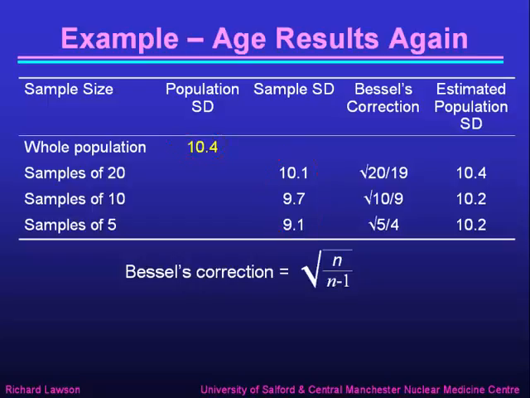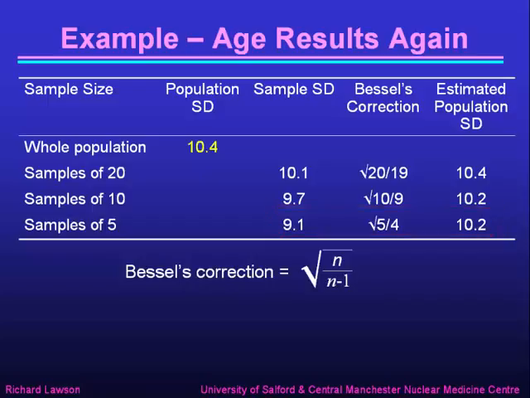Now if we apply Bessel's correction, which is the square root of n divided by n minus 1, if n is 20, then Bessel's correction is the square root of 20 over 19, and if you multiply 10.1 by the square root of 20 over 19, it comes out to 10.4. If you do the same thing with our sample size of 10, Bessel's correction is the square root of 10 over 9, which converts our 9.7 into 10.2. Now sample size of 5, the Bessel's correction root 5 over 4 converts our 9.1 into 10.2.